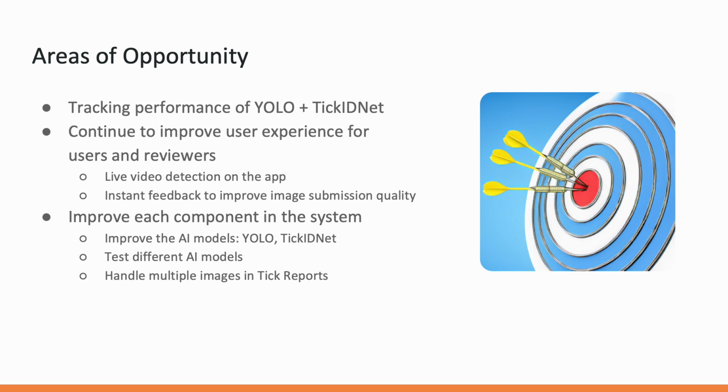We'll also be working to improve each of the components of the system. Some potential projects include improving each of the AI models, trying out different AI models, and building the tick reports to handle multiple images. It is exciting to think of all the ways we can improve just this small piece of the app.